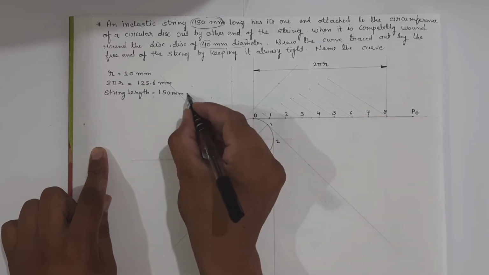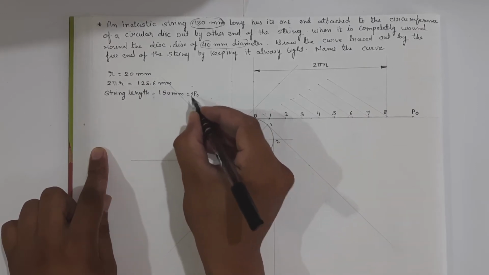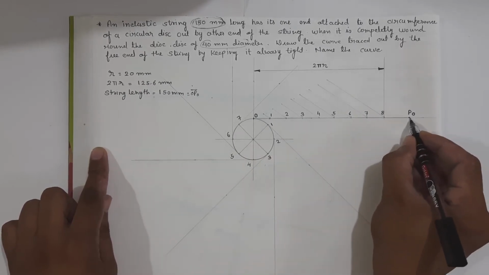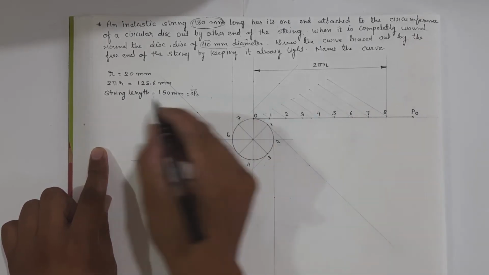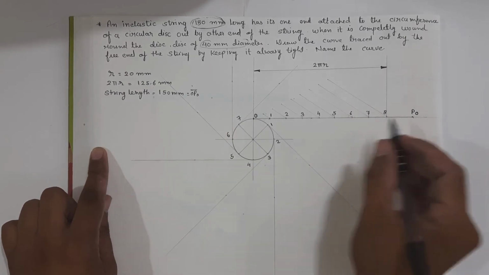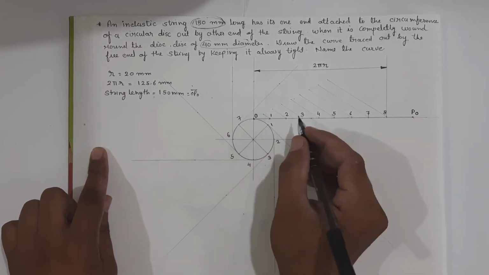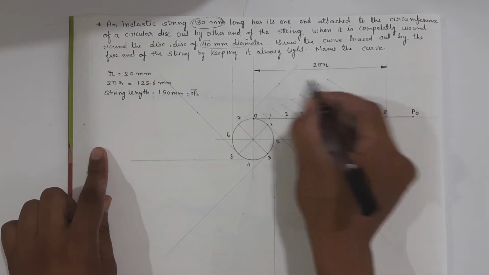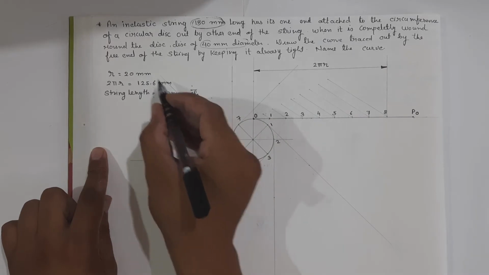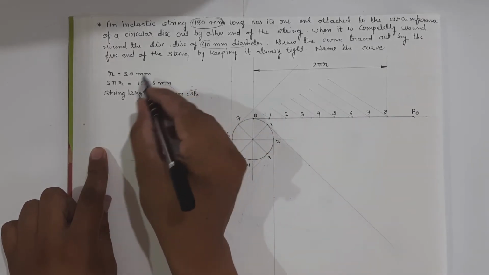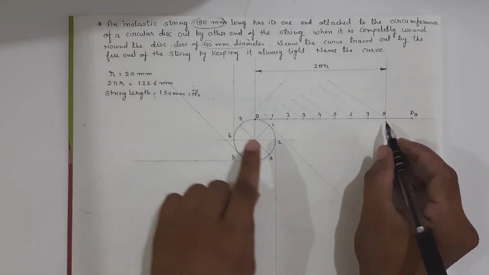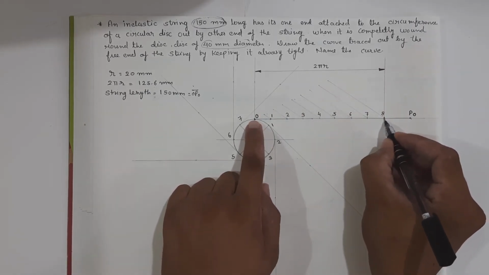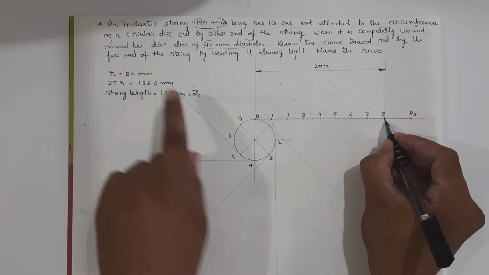The length of 0 to P0 is equal to 150 mm. So our string length is 150 mm. Now before starting the example, first of all find out the 2 pi r distance on the string, or mark the 2 pi r distance on the string. So we have marked the 2 pi r distance on the string, which is equal to 125.6 mm.